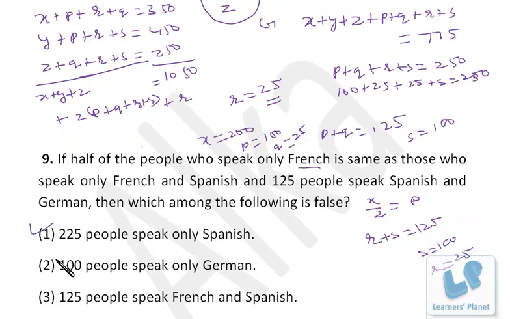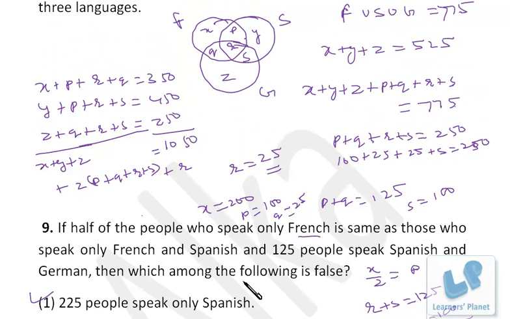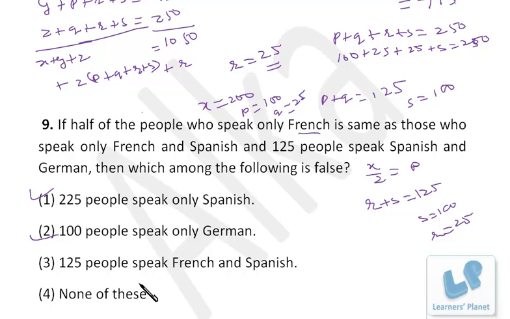Now next is 100 people speak only German. Only German, that means we have to calculate Z. That can be calculated from here. So Q plus R plus S. Q is 25, R is also 25 and S is 100. So 100 plus 25 plus 25, right? So that's 150. So Z will be equal to 100, right? So that's also true. No need to check the third one because only one option is correct.